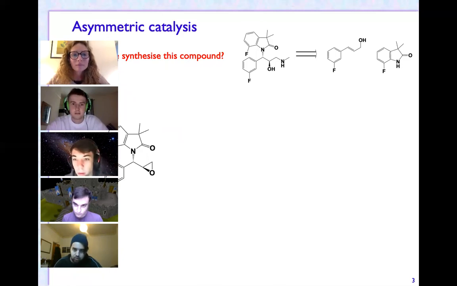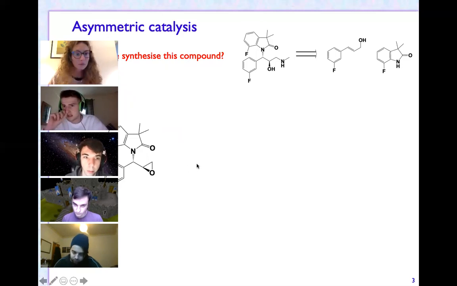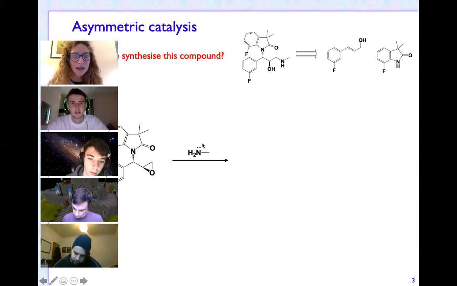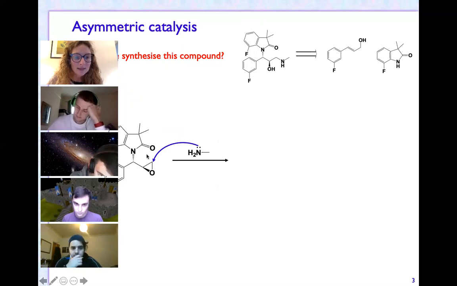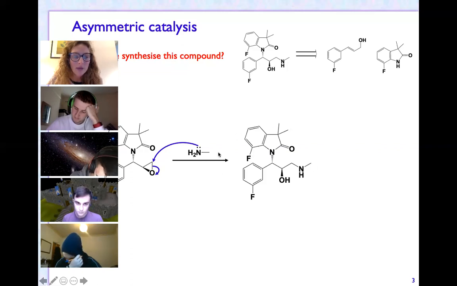Methyl. Do we have to do like N3 or is it just methylamine? Methylamine will work just fine. So we can use methylamine, which will open our epoxide, attacking at the less hindered position in this case. And here we have our nice final product.